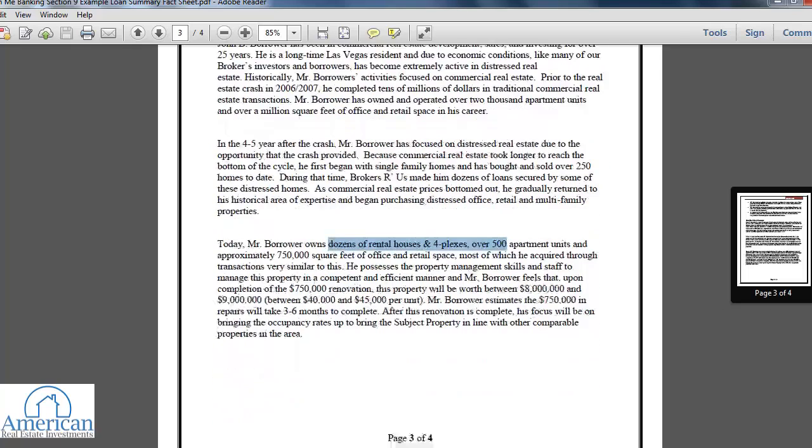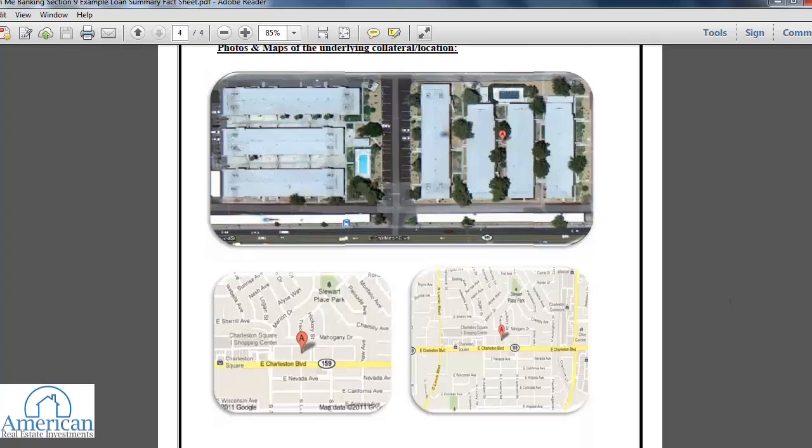And on the last page of the loan summary sheet, you're going to find aerial photos of the actual project and maps, of course. So if you're in the vicinity, stop by and check it out yourself. But remember, that's why we have a broker to do all that hard work for us. So I've walked you through this loan summary example sheet, and I want you to know it really is that simple. All the work's already been done for you.